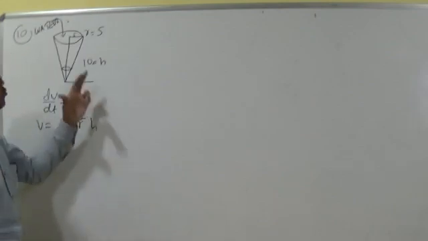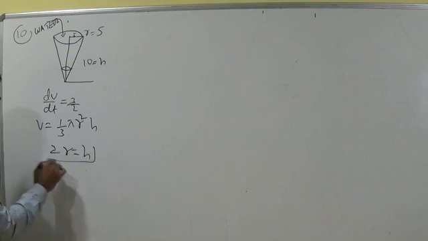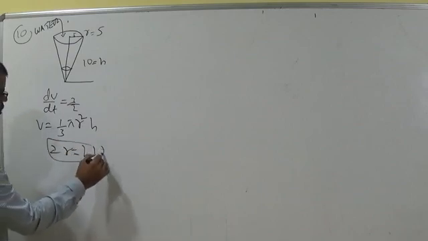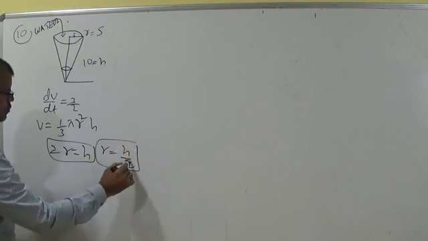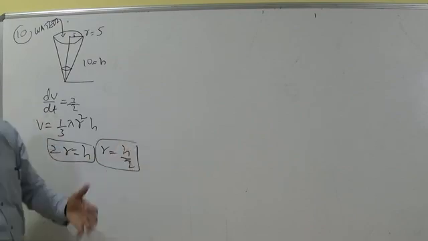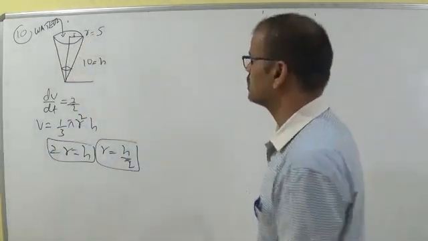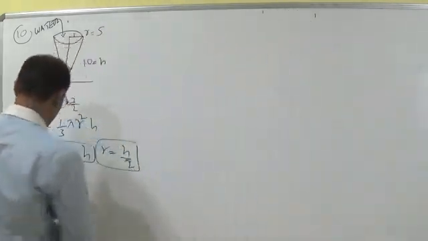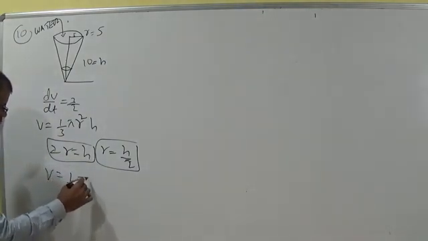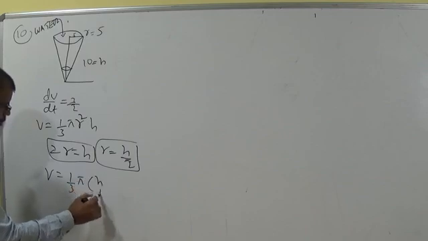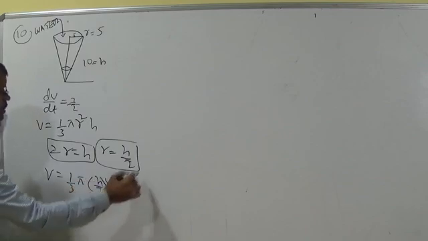Then 2r is equal to h. Then you write here 2r equal to h. So instead of r, h equal to 2r you write. He does not directly give 2r equal to h, but he has given the relation r is equal to 5 and h is equal to 10, then automatically you will know the relation r is equal to h by 2. Then you substitute the value: 1/3 into pi into, in place of r, h by 2, h by 2 whole square into h.